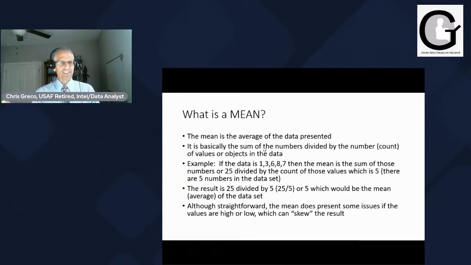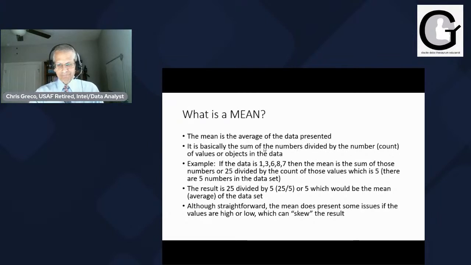You've probably done this somewhere in your academic experience when you're talking about GPA. GPA is very similar: you take the grades that you have, divide them by the count of the courses, and you've got yourself a GPA, grade point average, the mean average. So the result of this data set is 25 divided by 5, or 5, which is the average.